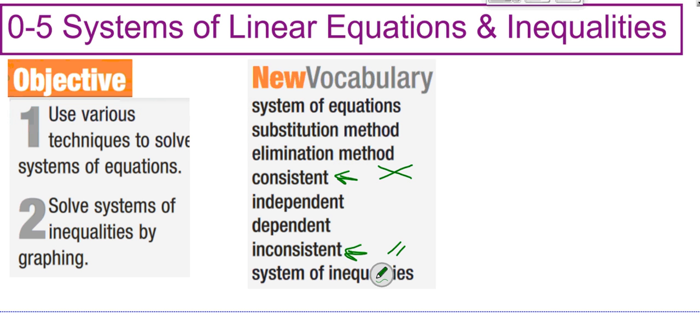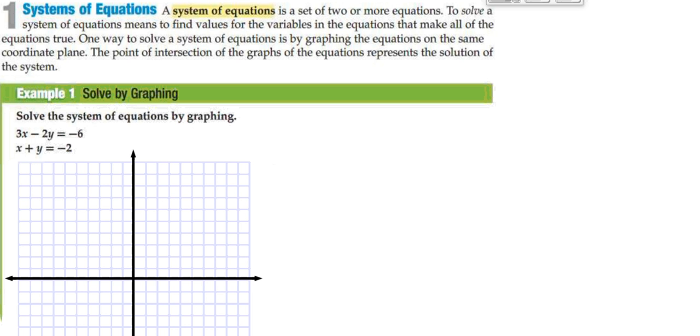If it's consistent, it could also be that it's one line over the other. I don't know how else to draw that. But independent means it has one solution. Dependent means it has an infinite number of solutions, and everything along that line works for either of those. And then, like I said, systems of inequalities will be graphing as we go. So hopefully you wrote that heading and everything.